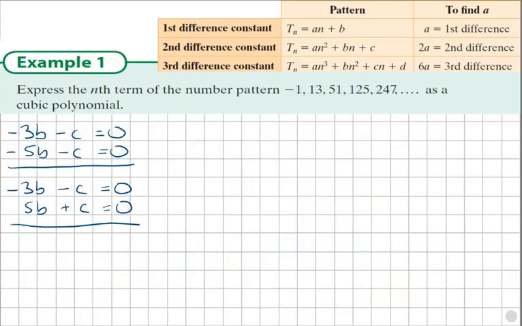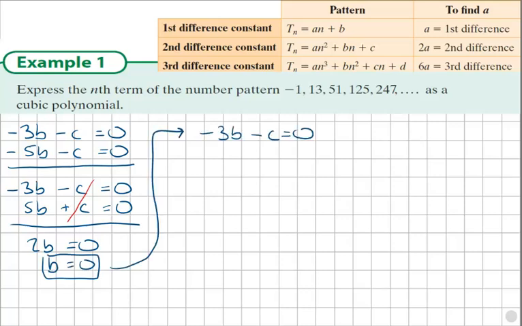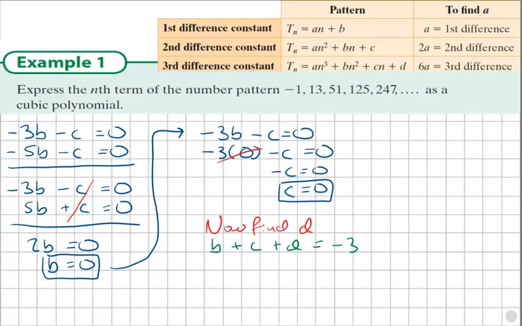So I'm going to change the signs of the second equation so that my c's can cancel. So I get 2b is equal to 0, so b is equal to 0. I take one of the equations, it doesn't matter which one, and I sub in b is 0. Then I solve for c, so c is equal to 0. So now I have to find d. I know that b plus c plus d is equal to -3.